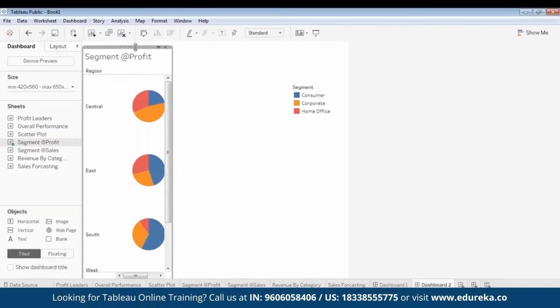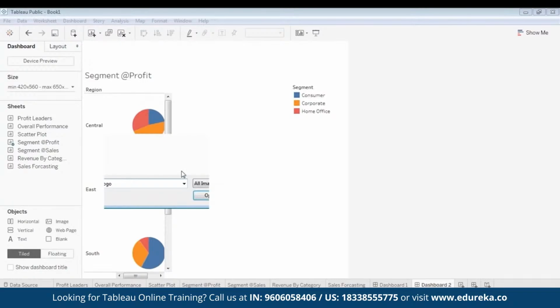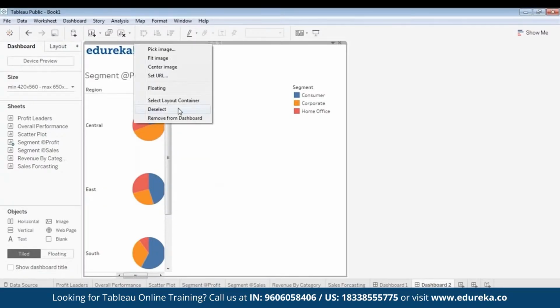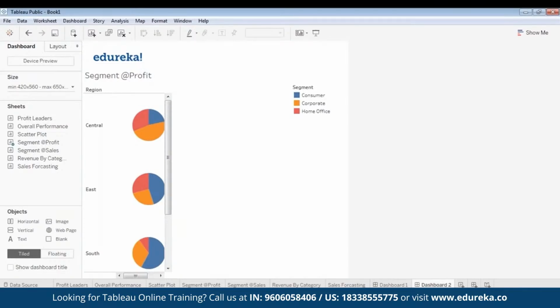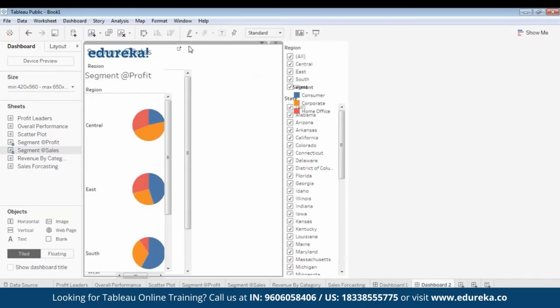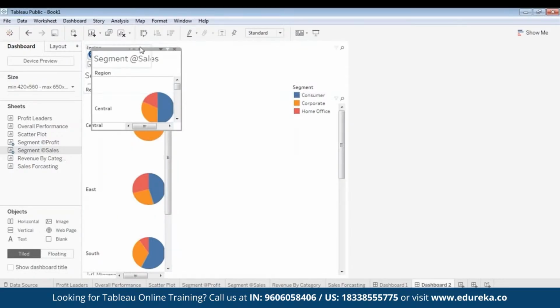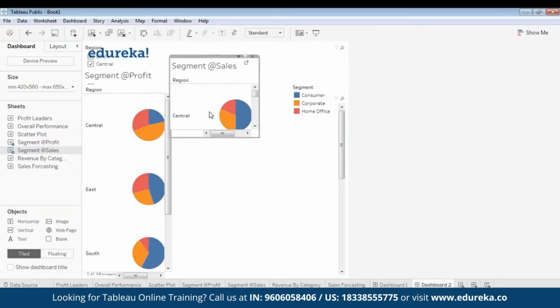I will make it smaller so that my logo can come over here. Okay, I will make this one floating. I will scroll it a little bit and place it on top. So now my segment by profit is there. Let me add my segment by sales as well. Let me come here, click on floating, and put the sheet right beside profit.